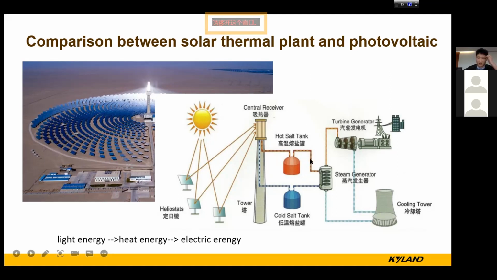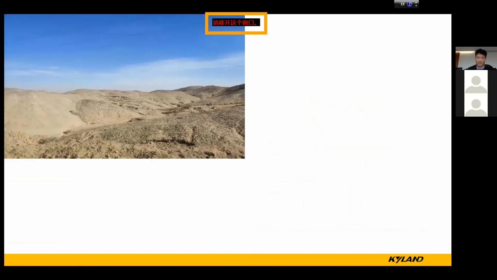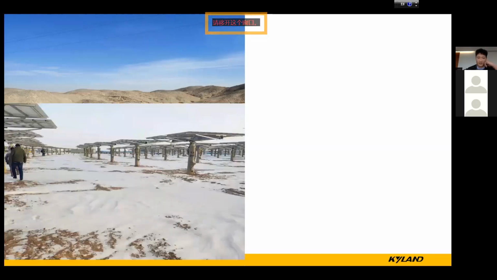Since heat energy is easier to store, it is controllable, and the energy transmission is from light energy to heat energy to electric energy. And this kind of plant is always built in the Gobi and desert areas, since these areas have long-term sunlight and more sufficient sunlight energy.